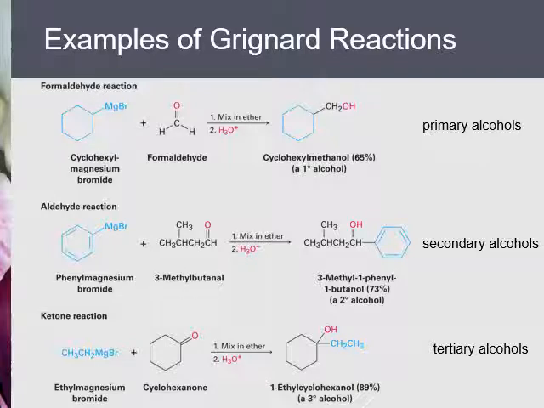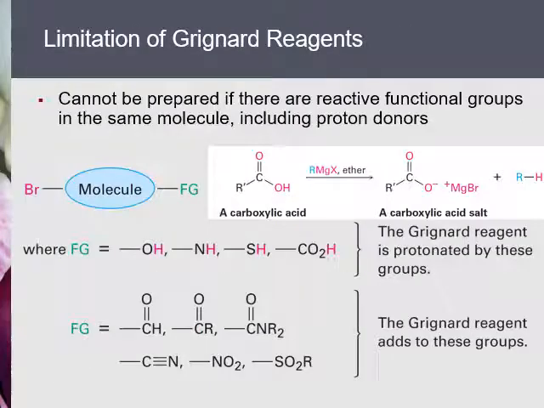Here are some examples of Grignard reactions. When synthesizing a Grignard reagent, the reactant molecule cannot have a functional group that can interfere with the Grignard reagent, and that includes hydroxy groups, amines, thiols, carboxylic acid groups. Also, carbonyl compounds, cyanide, and nitrile groups.